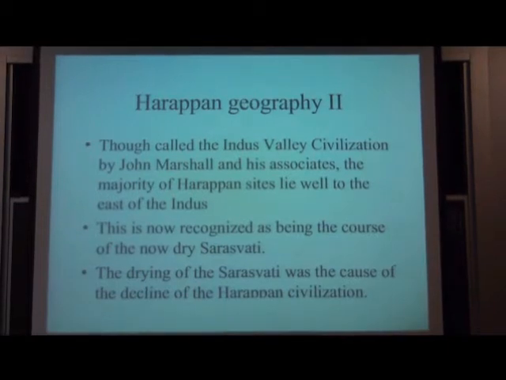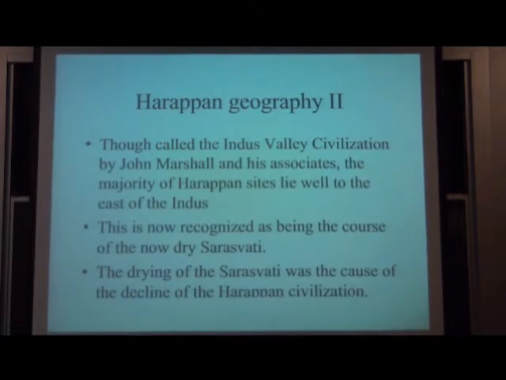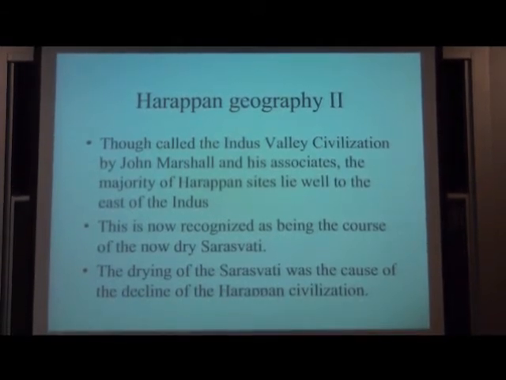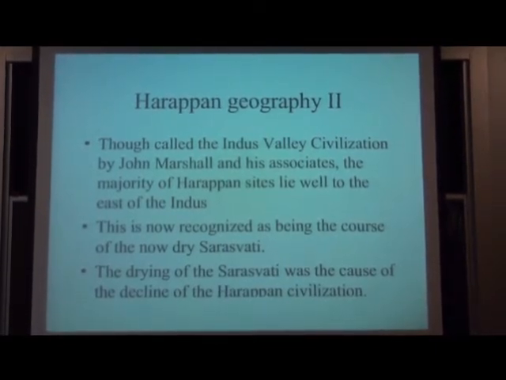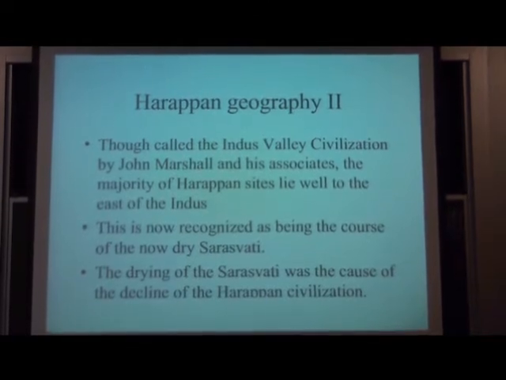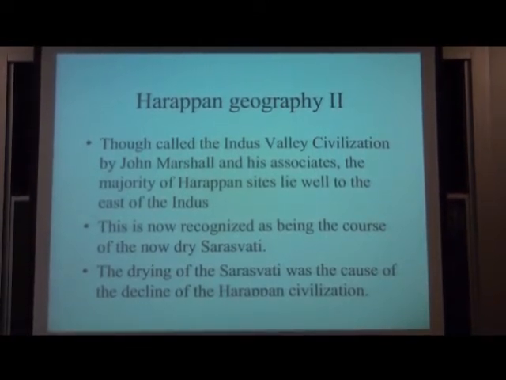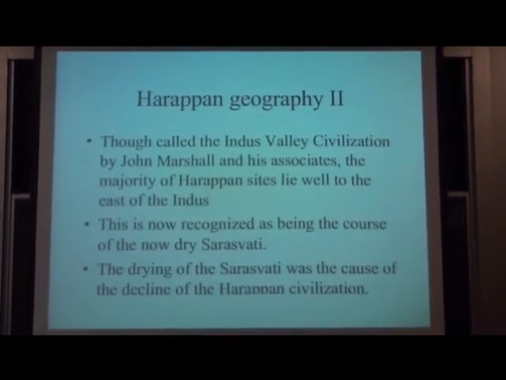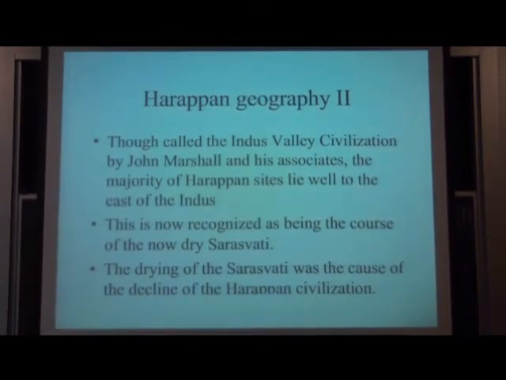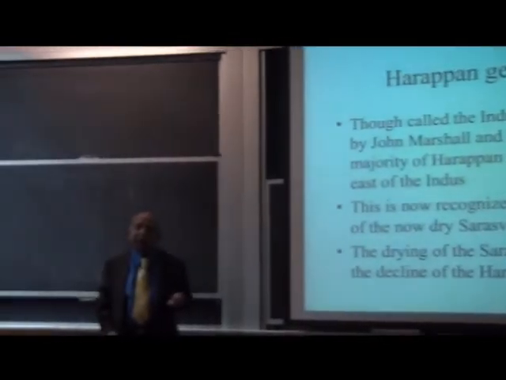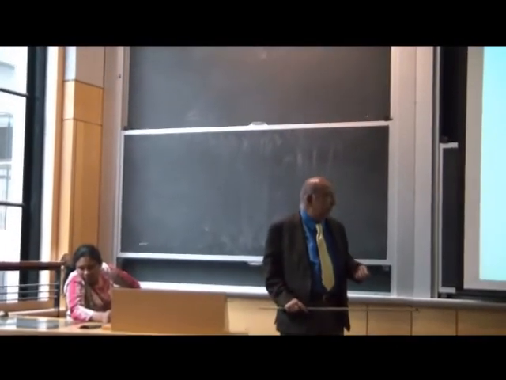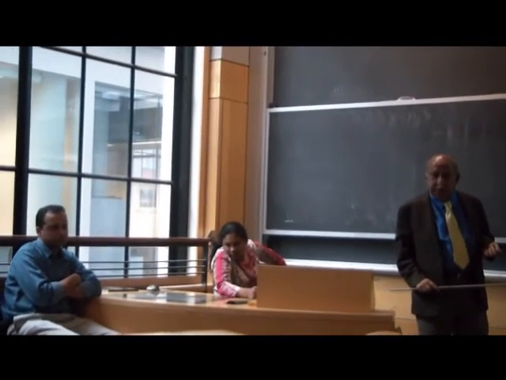Though called the Indus Valley Civilization by John Marshall and his associates, and the name has stuck, increasingly the word Harappan is used instead of Indus Valley. The majority of Harappan sites lie well to the east of the Indus. This is now recognized as being the course of the now dry Saraswati River. We find a concentration of sites along the course of the now dry Saraswati River. The drying of the Saraswati is connected, though it was not exactly the cause. Let me expand on that. It was part of the ecological decline of the whole region that led to the decline of the Harappan civilization. Next, please.